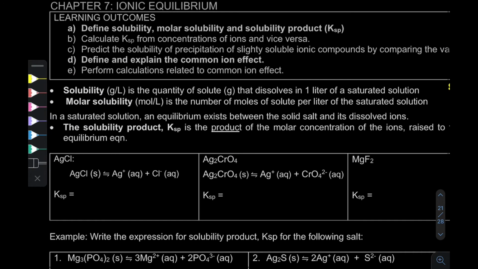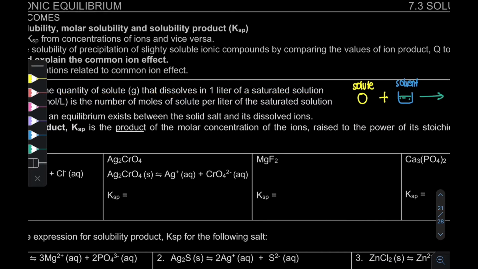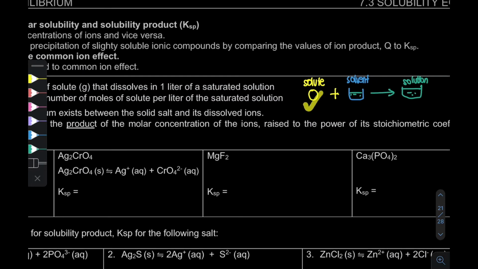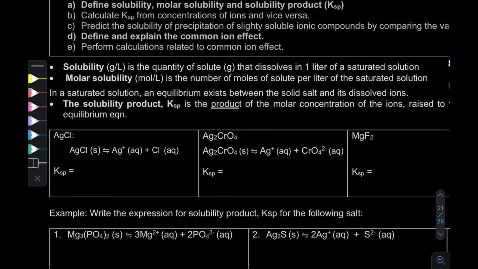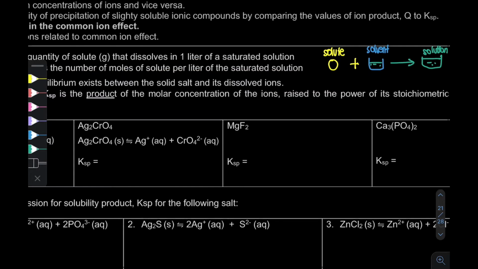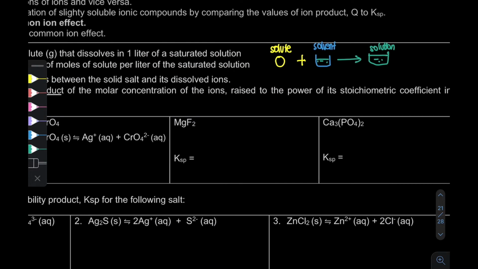We have two definition. So, solubility dalam kes ni is gram per liter, is the quantity of solute in gram that dissolve in 1 liter of saturated solution. So, this is the case when we count our solute ni in gram. So, lagi satu is the same one, but then it's molar solubility. The unit is mole per liter, or is the same as our molarity lah. Is the number of mole of solute per liter in the saturated solution itself. So, kalau solubility, kita kira solute ni in terms of gram. The molar solubility ni kita count dia in terms of mole.